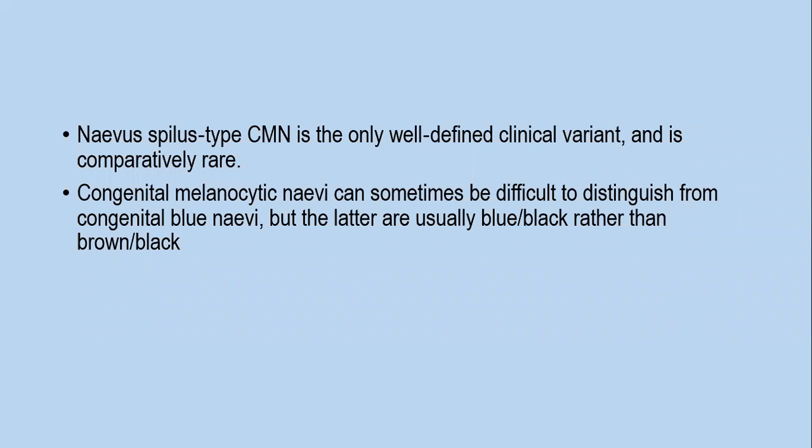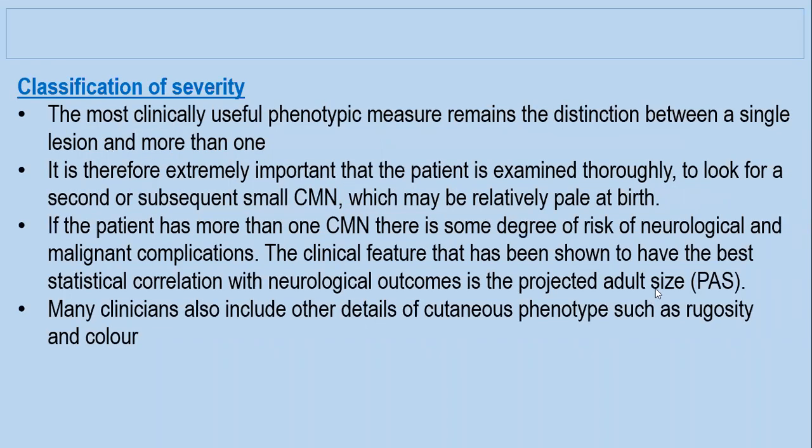Nevus spilus type of CMN is the only well-developed clinical variant and is comparatively rare. Congenital melanocytic nevi are sometimes difficult to distinguish from congenital blue nevus, but the latter is usually blue-black rather than brown-black. This is the only difference.